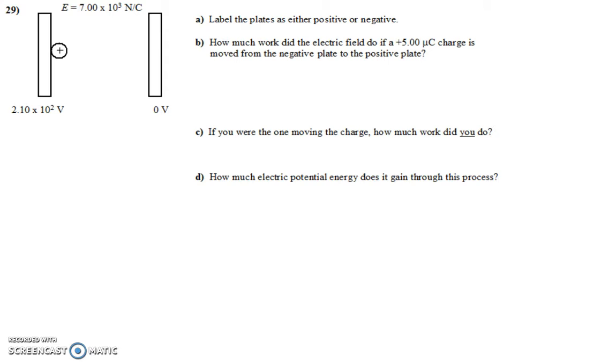And so in any system, the lowest potential will always be the negative, and the highest potential will be the positive. In this case, the low potential is the 0 volts. That's going to be the negative plate. The 210 volts is going to be the positive. So for letter A, we're just going to label the left-hand plate here with positive, the right-hand plate here with negative. Nice and simple there.